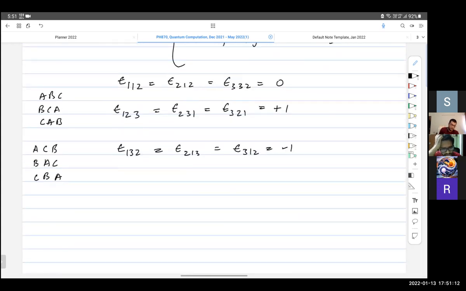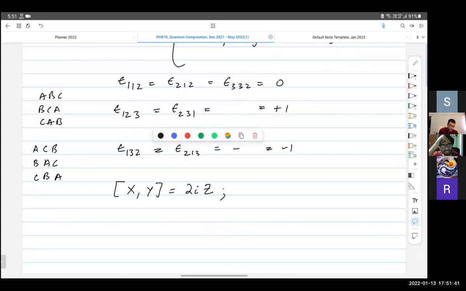So let me write down the result, and I suppose things become a little bit clearer. Yes, the last element, epsilon, it's not 3, 1, 2. Which one? It would be 3, 2, 1. Oh, you're right. Thanks for pointing that out. This is epsilon 3, 2, 1, right? And this is epsilon 3, 1, 2. Okay, thank you.